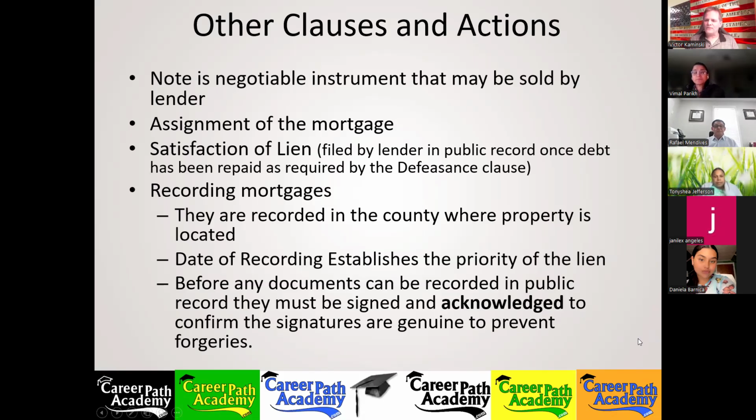An acknowledgement is a confirmation that the signatures are genuine to prevent forgeries. So when you sign a document, you have it witnessed by a notary or a judge or an attorney or an elected public official. They either swear an oath that they know who you are and that you're signing this document, or that they check your ID and verified who you say you are before you sign the document. That's what an acknowledgement does. It's there to prevent forgeries.